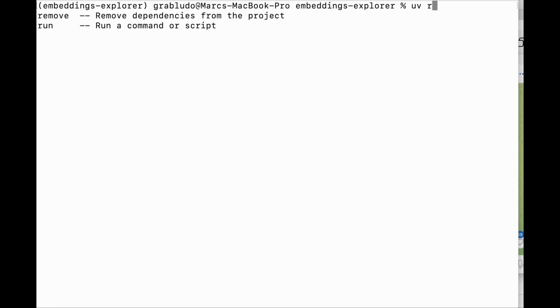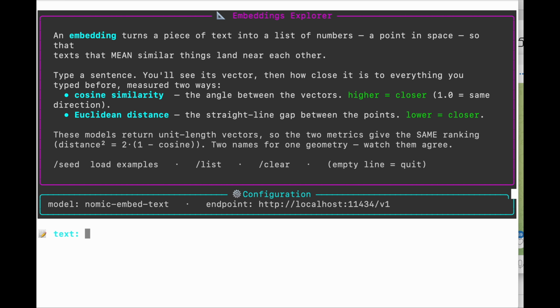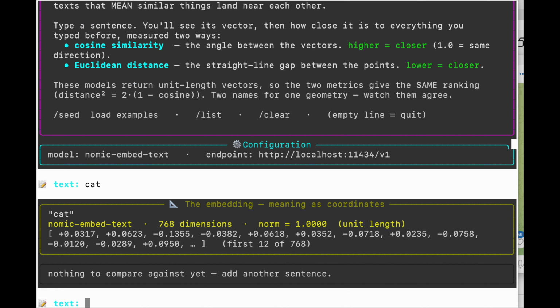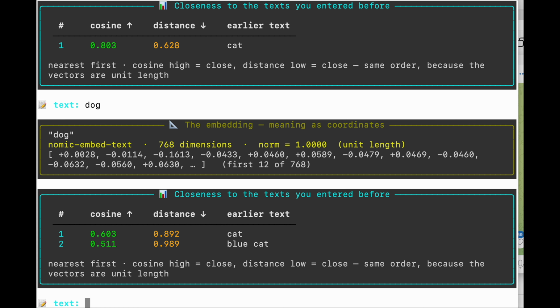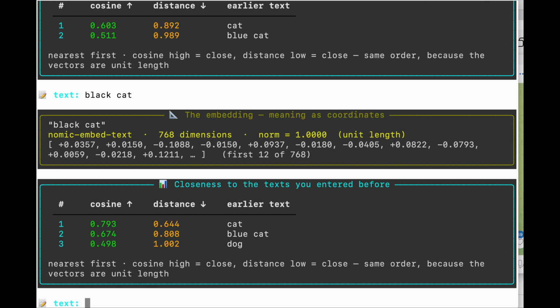This is the Embeddings Explorer. Type a word, cat, and the model turns it into its embedding. 768 numbers, a single point in space. Every embedding comes out the same length. Add another word, and the demo measures how close the two points are, two ways at once. Cosine is the angle between them, higher means closer. Distance is the straight line gap, lower means closer.